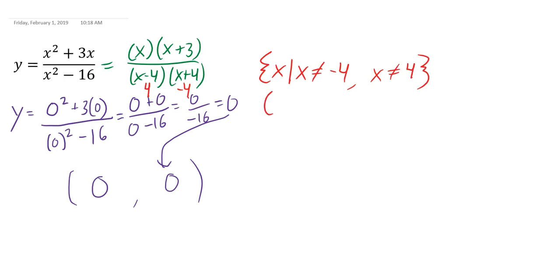In interval notation, that'd be from negative infinity to negative 4. Also negative 4 to 4. And also union with 4 to infinity. That's my domain. Then I would simplify if I could simplify. It doesn't look like it simplifies. Nothing crosses out. There's no common factor.